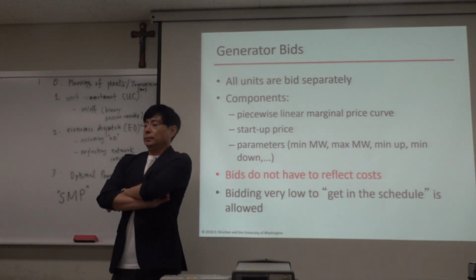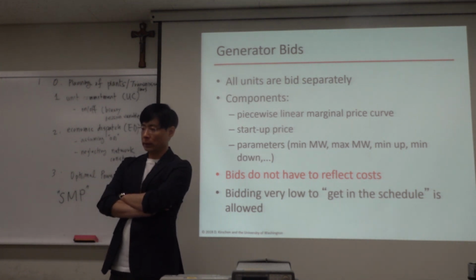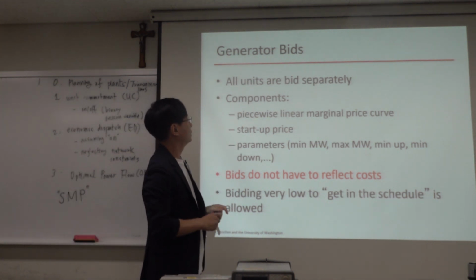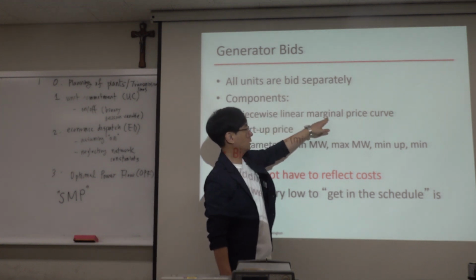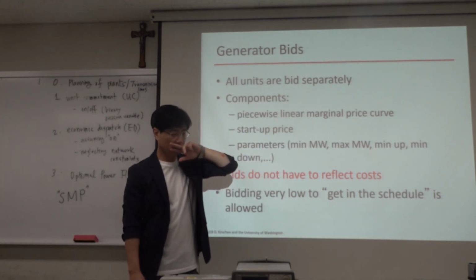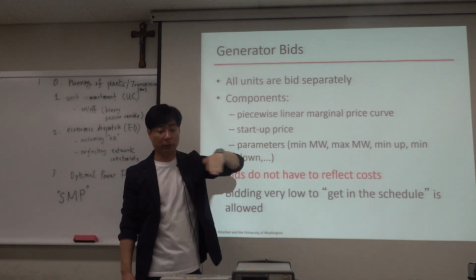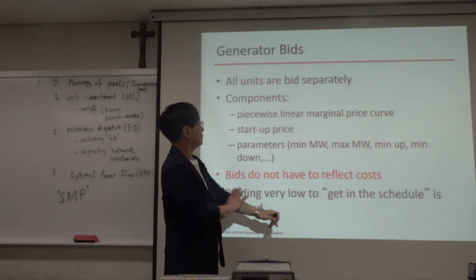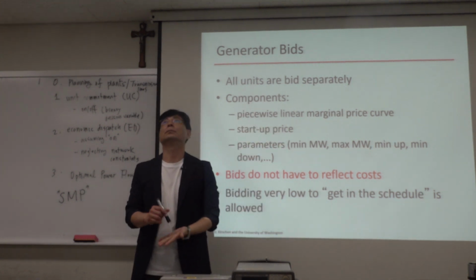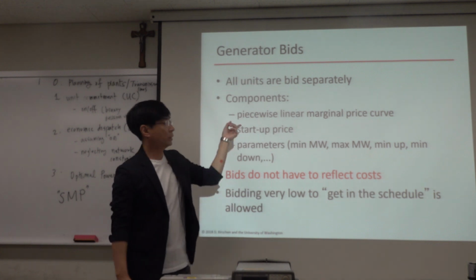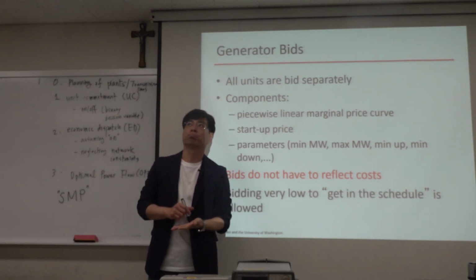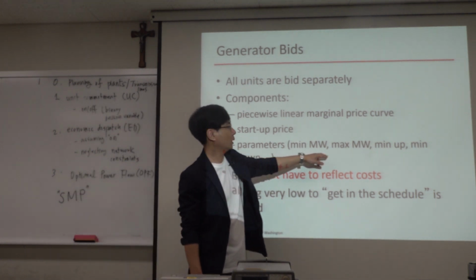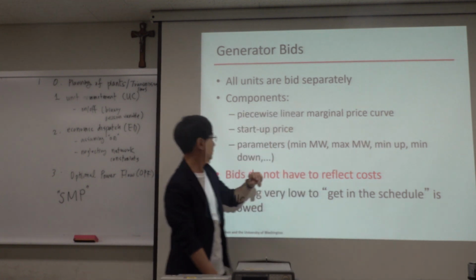Generator bids. All units, all generators bid separately, and the component is the piecewise linear marginal price curve. Typically the cost function of a generator is quadratic, so the marginal cost is linear. But piecewise linear. And there are startup costs and parameters: the minimum megawatt, maximum megawatt, minimum up time and minimum downtime.